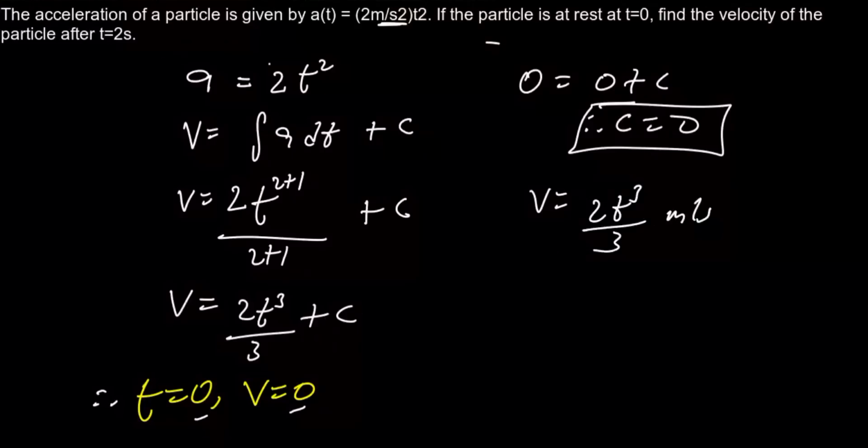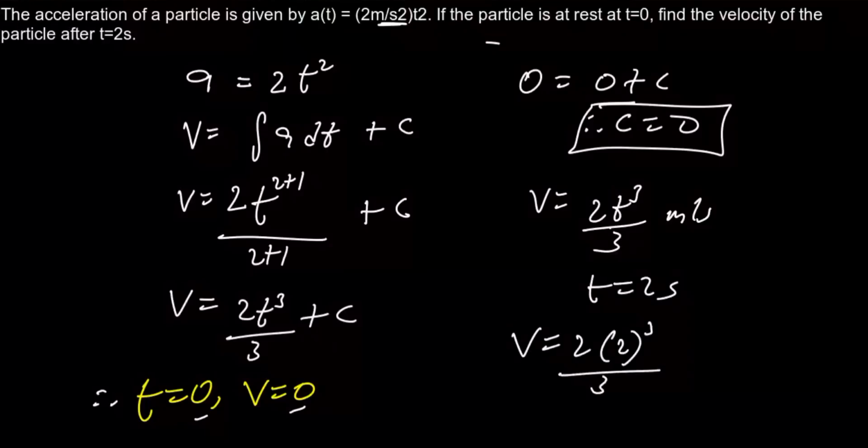Now, let's find the velocity at t equal to 2 seconds. So at t equal to 2 seconds, my velocity is equal to 2. Anywhere you see t, you put 2. So I have 16 over 3. You can change that to decimal yourself. That's meter per second. So that's correct.